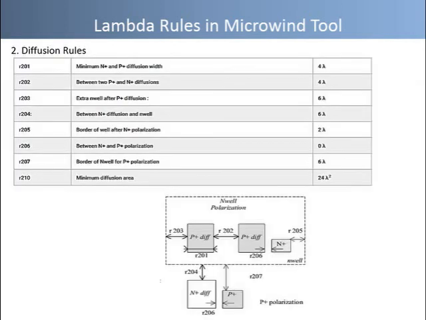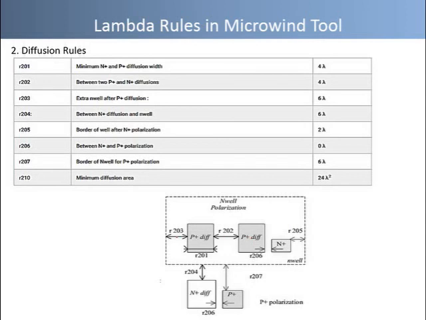A number of design rules are specified for N and P diffusion regions. Some of them are as follows. Rule 201 states that the minimum N plus and P plus diffusion width must be at least 4 lambda. Rule 202 states that the minimum separation between two P plus diffusion regions, or a P diffusion and an N diffusion region, must be at least 4 lambda.